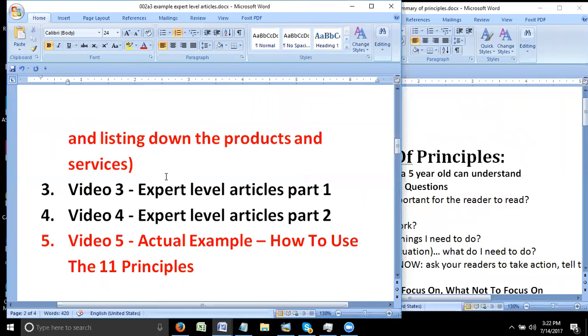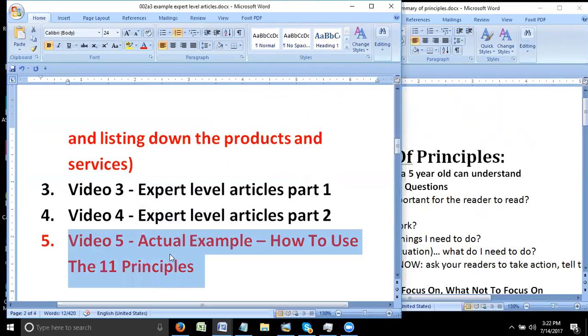And in video number 3, we talked about the expert level articles. And then we continued in video number 4 about the expert level articles. And then we went through the 11 principles for writing expert level articles. And in video number 5, which is this video, we are looking at an actual example. How do we use the 11 principles in the actual work that we do?